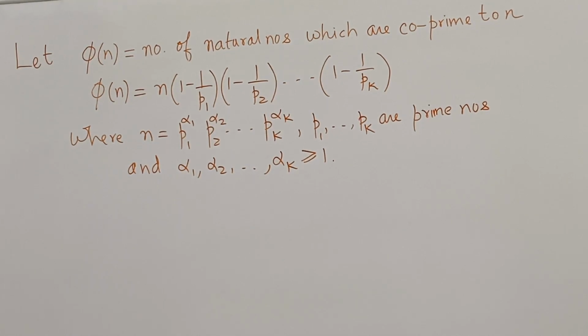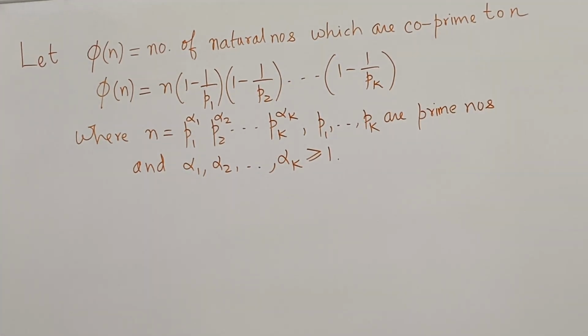In this edition, we will be looking at Euler's totient function, which is denoted as phi n, and it is defined as the number of natural numbers which are co-prime to n. Co-prime means that the HCF between that number and n is equal to 1. So there are no common factors between this number k and n.